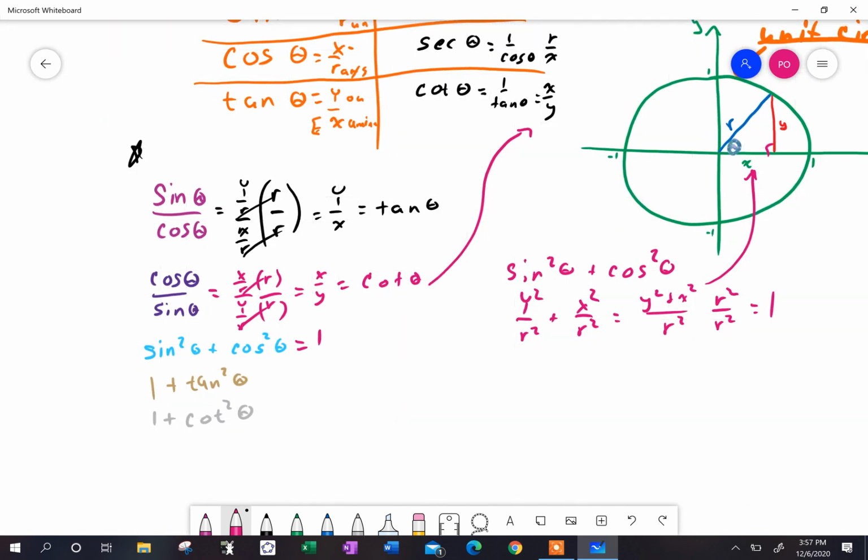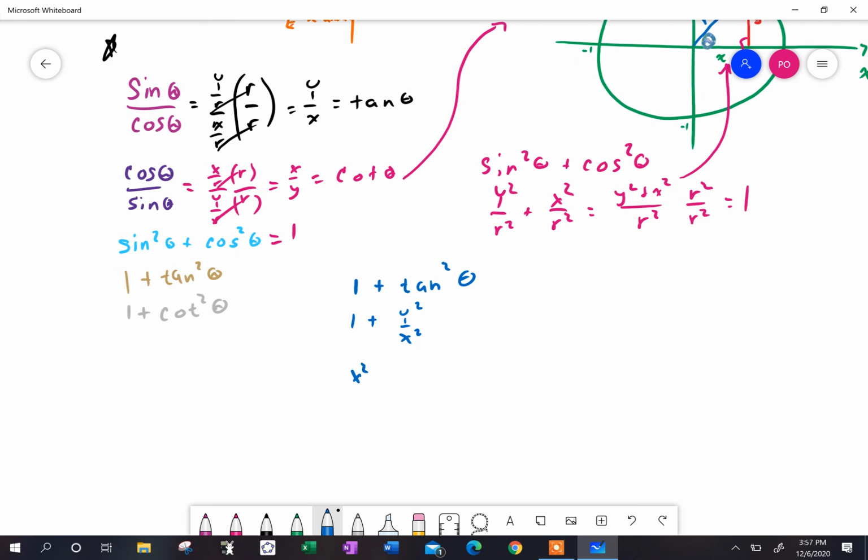Now, what about 1 plus the tangent squared of theta? This is a little bit tricky. Tangent is y over x, but remember, it's squared. So I'm going to change this 1 into x squared over x squared, plus y squared over x squared, which gives me a common denominator, so I get x squared plus y squared over x squared. But remember, x squared plus y squared equals r squared. So I'm left with r squared over x squared.